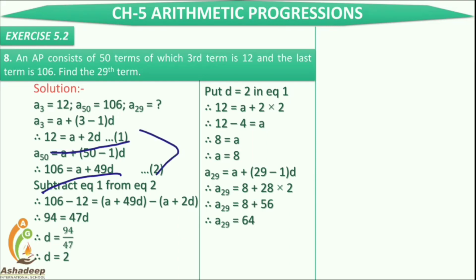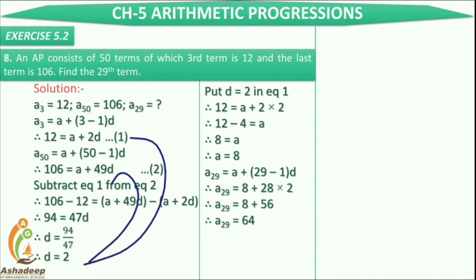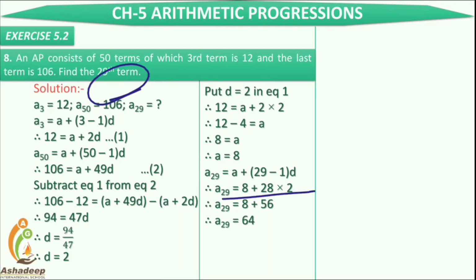अब इन दोनों को solve करना है तो we will end up with D. Now put the value of D in equation number 2 or in equation number 1. So we'll end up with 8 is A. अब क्या करना है, 29th term find करना है, तो A29 is equal to A plus 28D. So 8 plus 28 2s are 8 plus 56 is going to be 64. So ऐसे ही sums करने हैं, simple से sums हैं, right?